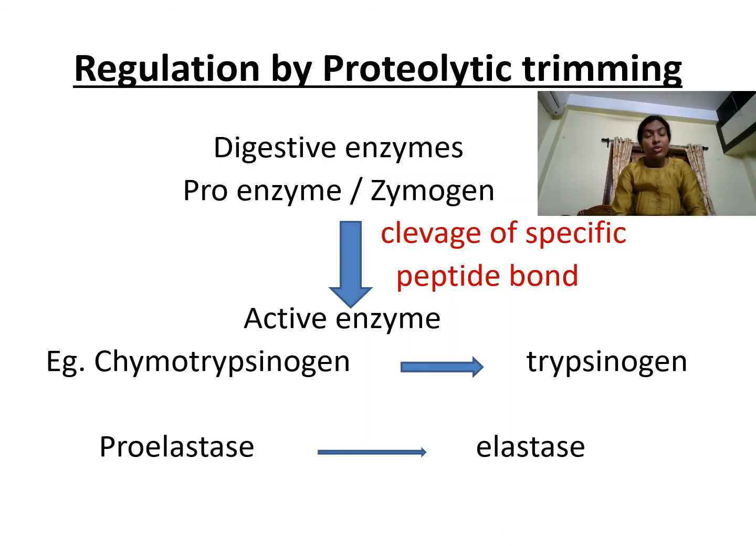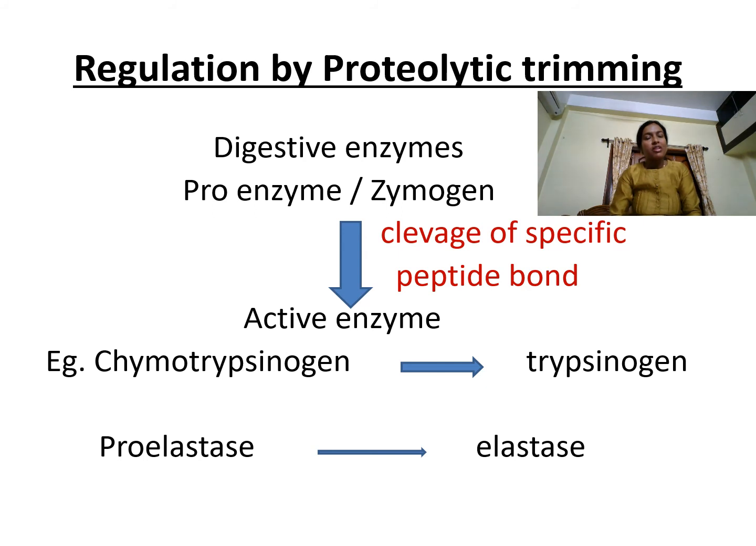Now students, we have covered the major portion of enzyme regulation. Next is regulation by proteolytic trimming. Here, the basic example is enzymes which are synthesized as proenzyme forms, like the digestive enzymes which are synthesized as a zymogen or proenzyme form. And some peptide bonds must be cleaved to activate them.